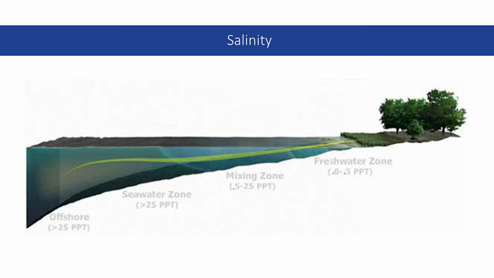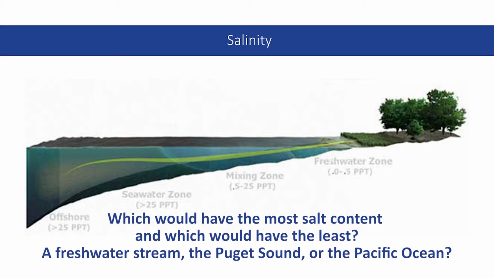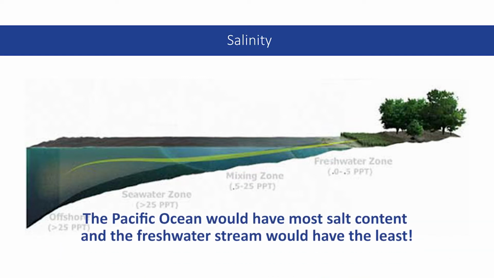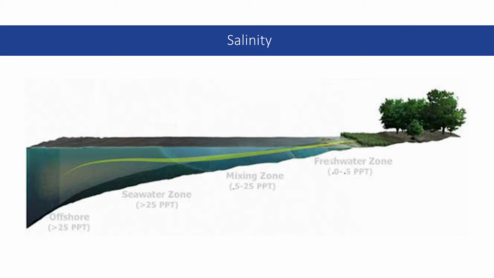Variations in salinity can be measured through conductivity, or the ability to conduct an electrical current, evaporation, the refraction of light, or using a simple hydrometer. If we took water from a freshwater stream, the Puget Sound, and the Pacific Ocean, which would have the most salt content? And which would have the least? Yes, the ocean would have the most, and the freshwater stream would have the least, and the estuary water would be in the middle. Remember, an estuary is where fresh water and salt water mix.